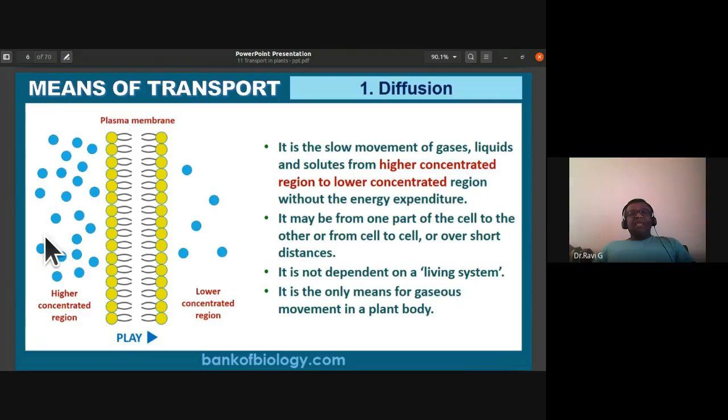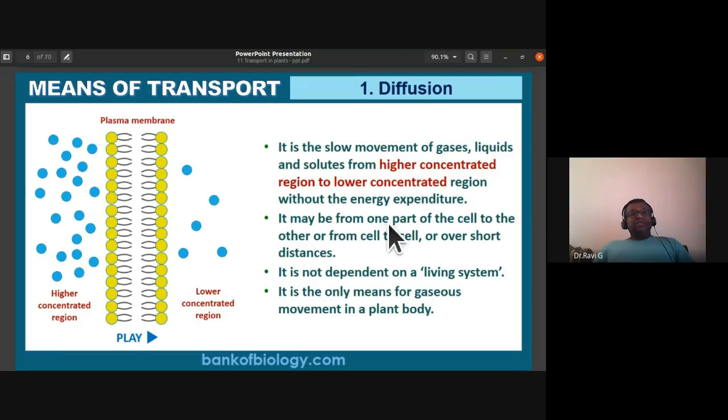The slow movement of gases, liquids, or solutes from higher concentrated region to lower concentrated region without the expenditure of energy across the plasma membrane, we call it diffusion. So it may be from one part of the cell to another, or from cell to cell, or over short distances. Okay, so it is a physical process. It is not that diffusion takes place only in the living components. It can even take place in non-living components.